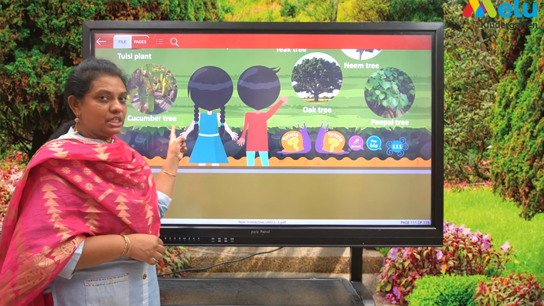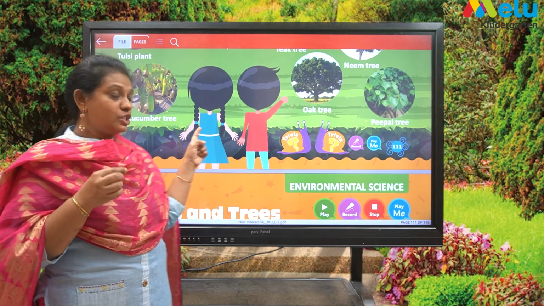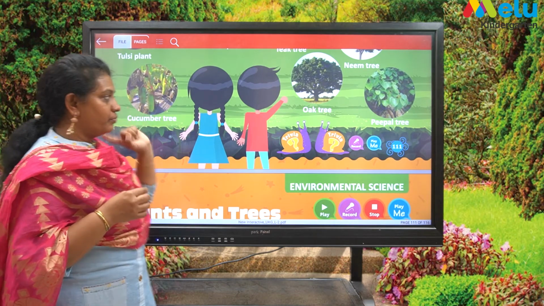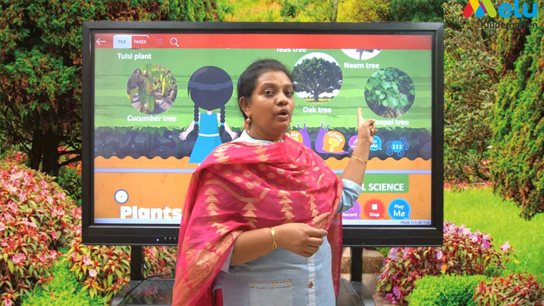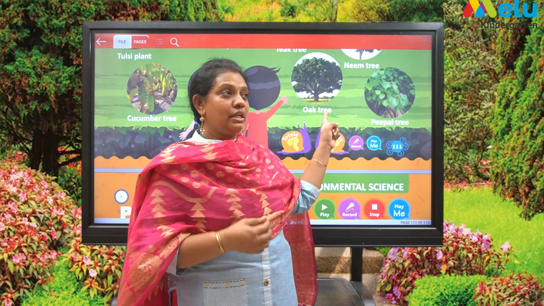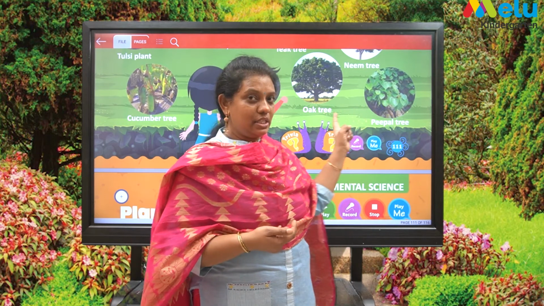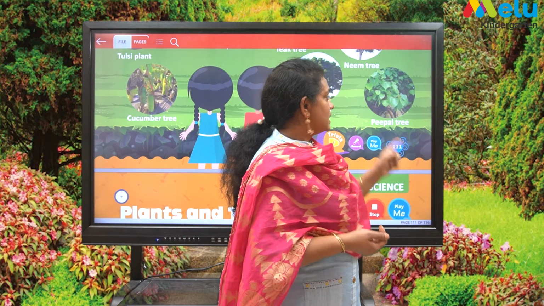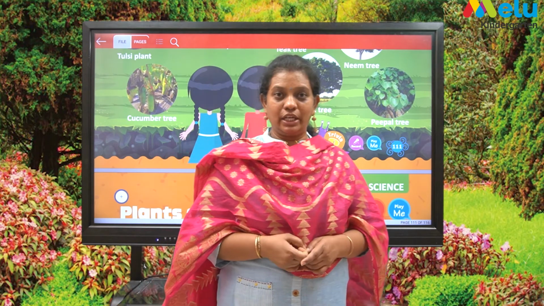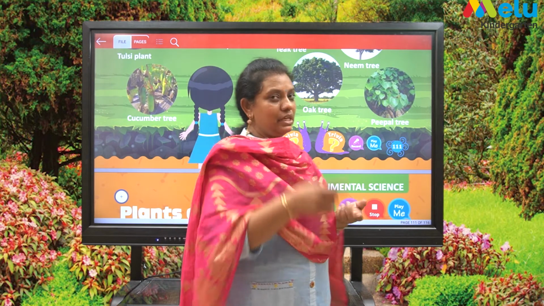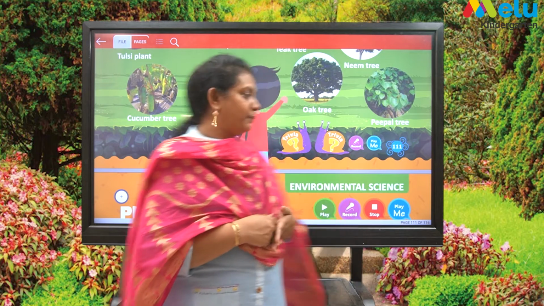Cucumber tree. So if you plant a cucumber seed, you can see the cucumber plant. So this is how it will grow. And oak tree, maybe you may not see it, but if you go to parks and if you go to any zoo or anywhere, these garden areas, you can see this oak tree. And peepal tree also you can find in the temples or on the roadside. Okay, the peepal tree has heart-shaped leaves you can see.